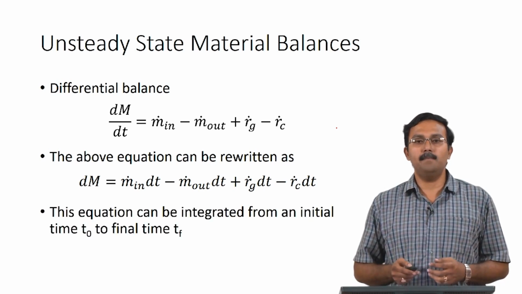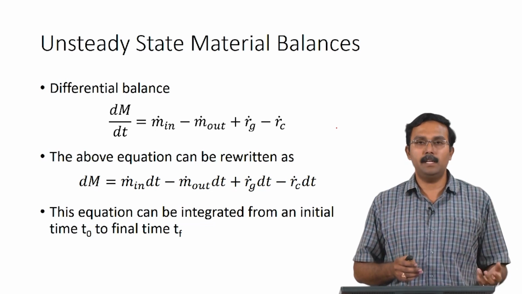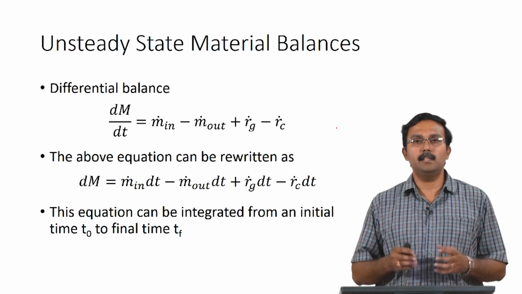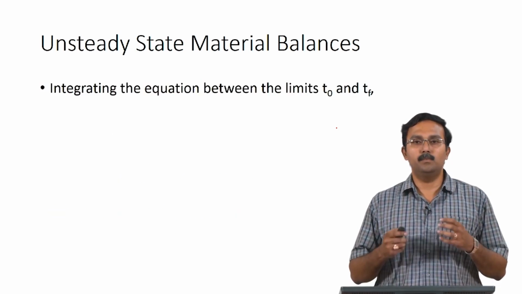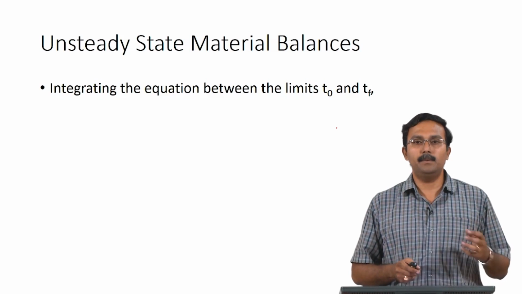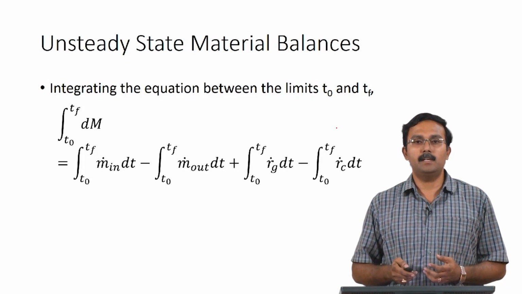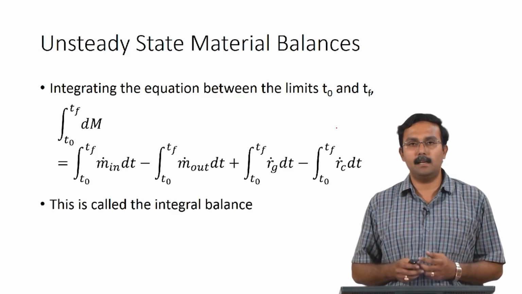So, this can then be integrated between the limits of initial time t naught and final time tf, and when you do this integration you will be able to solve the equation. While integrating the equation between the limits t naught to tf, you will get this equation, which can then be simplified and is simply called the integral balance.